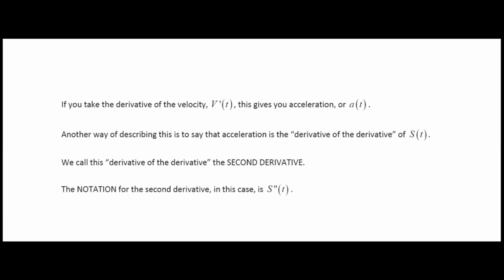In other words, s of t is distance, s prime of t is velocity, s double prime of t is acceleration, or v prime of t is acceleration. So that carries several handles there, but that's not going to be difficult to keep straight.